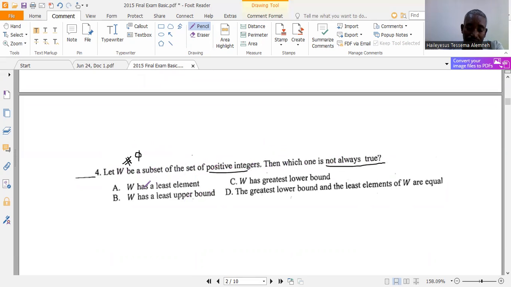Now W has a least element. W has a least upper bound.